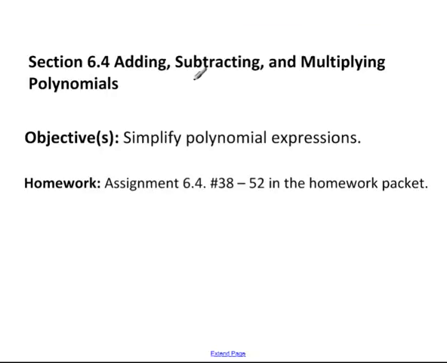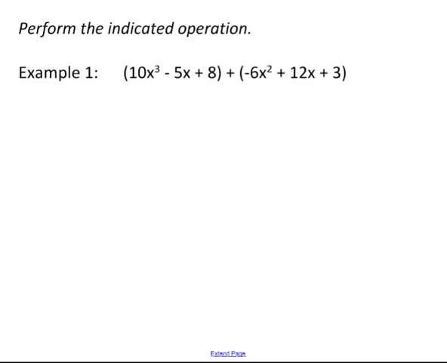We are here doing 6-4, adding, subtracting, multiplying polynomials. Hey, at least you're not graphing them. You should be excited. Alright, here's your work. Questions that are going to be like your quizzes and tests and such.